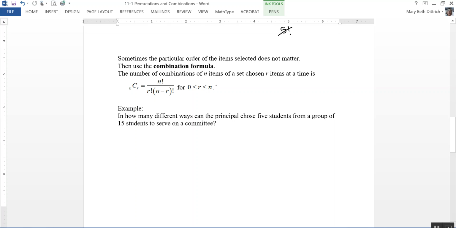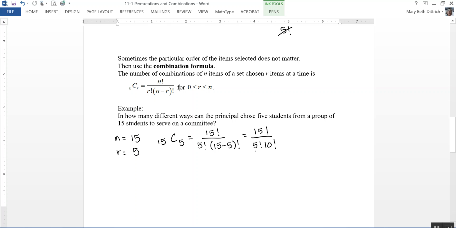So here's an example. In how many different ways can the principal choose 5 students from a group of 15 to serve on a committee? So the total number of students is 15, and the principal is going to be choosing 5 of them. So that's going to be 15C5. That's plugging these numbers into the formula: 15 factorial over 5 factorial times 15 minus 5 factorial, over 5 factorial times 10 factorial.